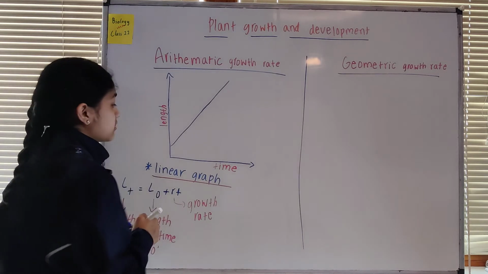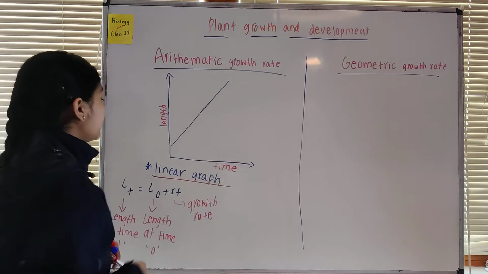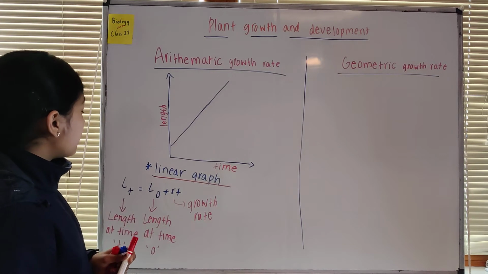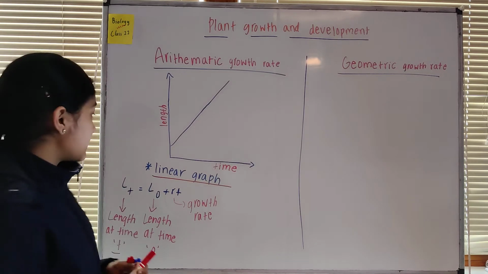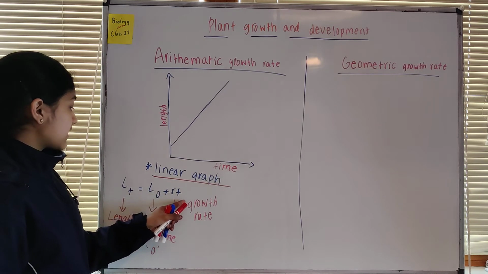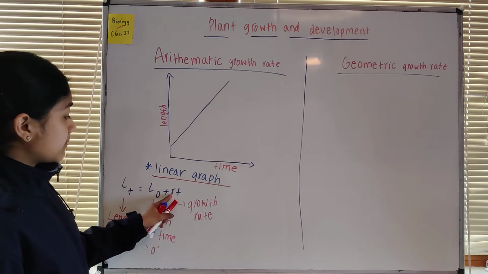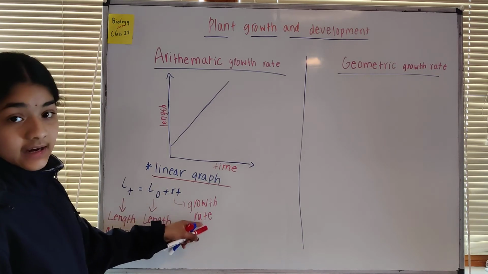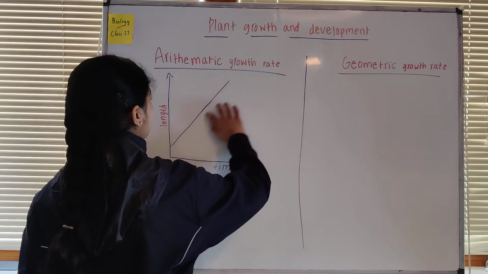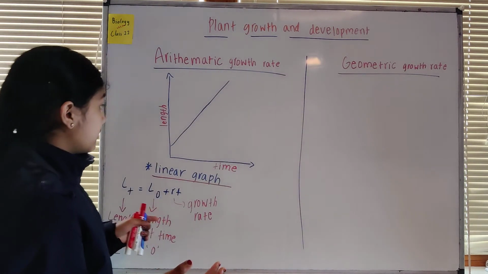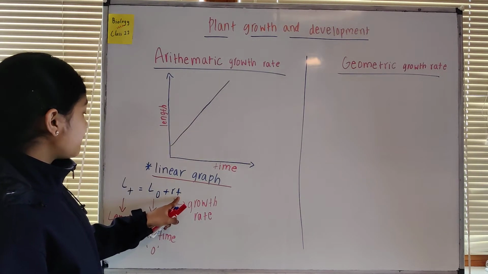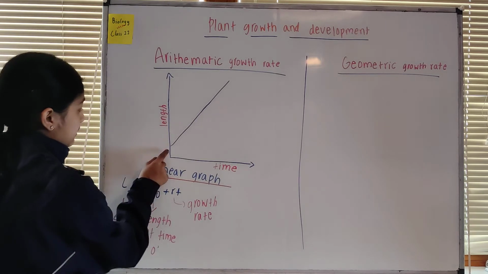Linear means it's a straight line like this. So this particular equation represents the straight line equation. So the straight line equation is y is equal to mx plus c. That means m is r, the growth rate. So the graph that we're actually representing, or the line that we're actually drawing, represents the growth rate. So this is the arithmetic growth rate, and t is the time, and L0 is this part.